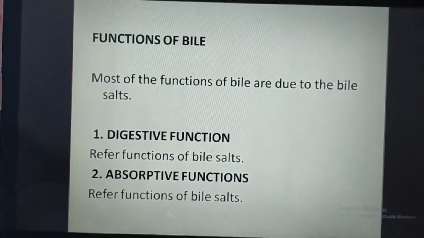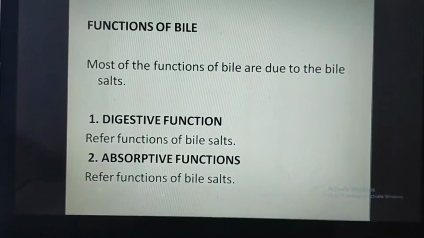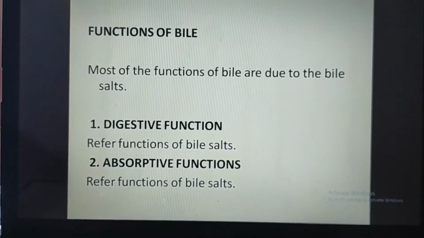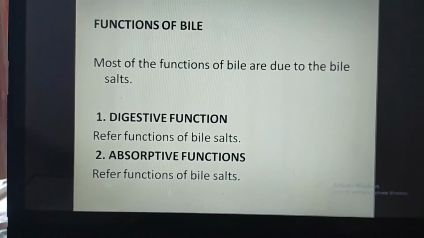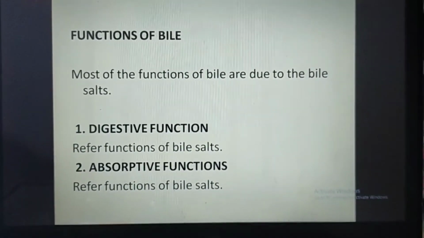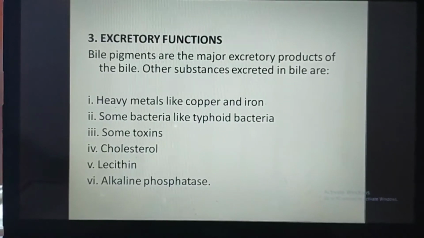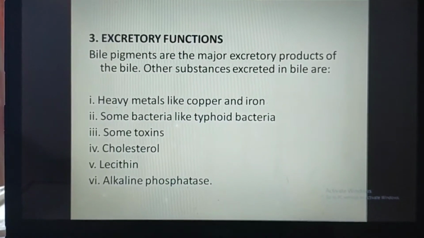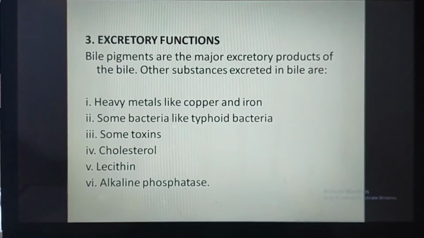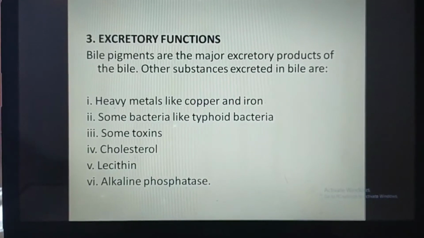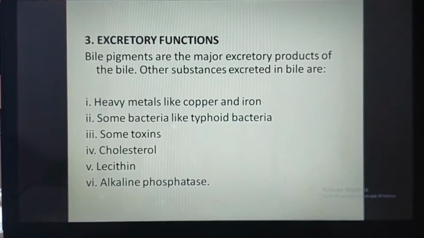Now we'll see the functions of bile. Most of the functions of bile are due to the bile salts. First is the digestive function. Second is the absorptive function. Then there is the excretory function. Bile pigments are the major excretory products of the bile. Other substances excreted in bile are heavy metals like copper and iron, some bacteria like typhoid bacteria, some toxins, cholesterol, lecithin, and alkaline phosphatase.